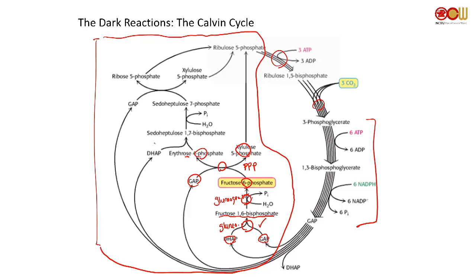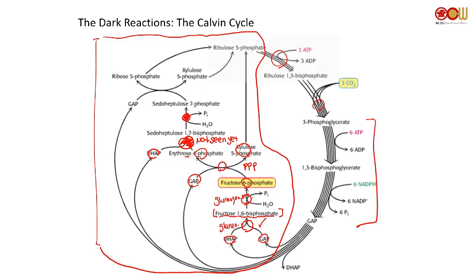And then E4P plus DHAP gives you sedoheptulose 1,7-bisphosphate. Have you seen this before? No. This one you haven't seen. But like I said, it's pretty much the same reaction as generating F1,6BP. Pretty much the same thing. So these two you haven't seen.